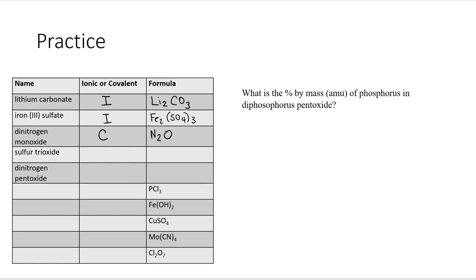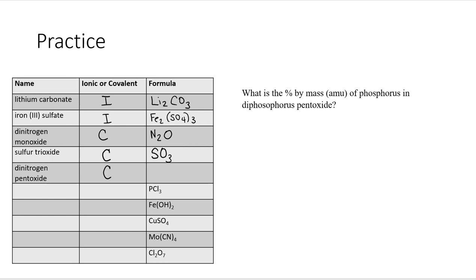All right, so this was the practice that we had where we're naming ionic and covalent compounds all in the same chart. We got up through the dinitrogen monoxide, so now we're on to the sulfur trioxide. Sulfur trioxide is absolutely a covalent compound, because sulfur is a nonmetal, oxygen is a nonmetal, and there are prefixes. The lack of a prefix on the sulfur means there's just one of them. The prefix of tri becomes a subscript of 3. So SO3 is sulfur trioxide.